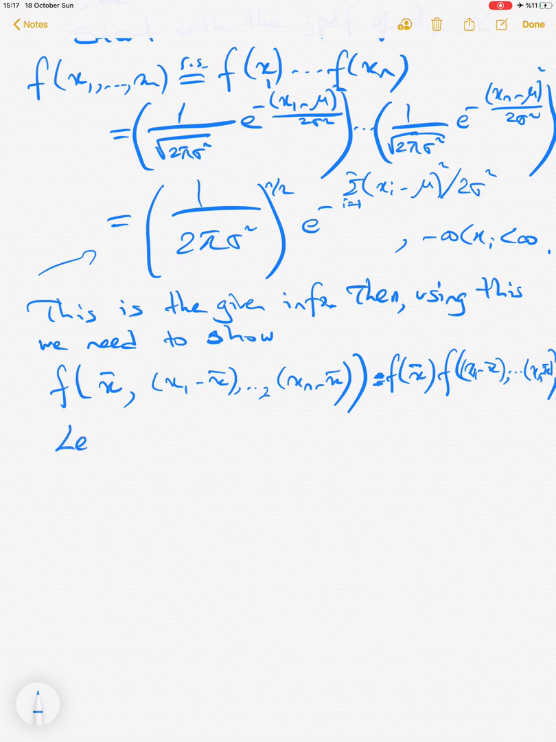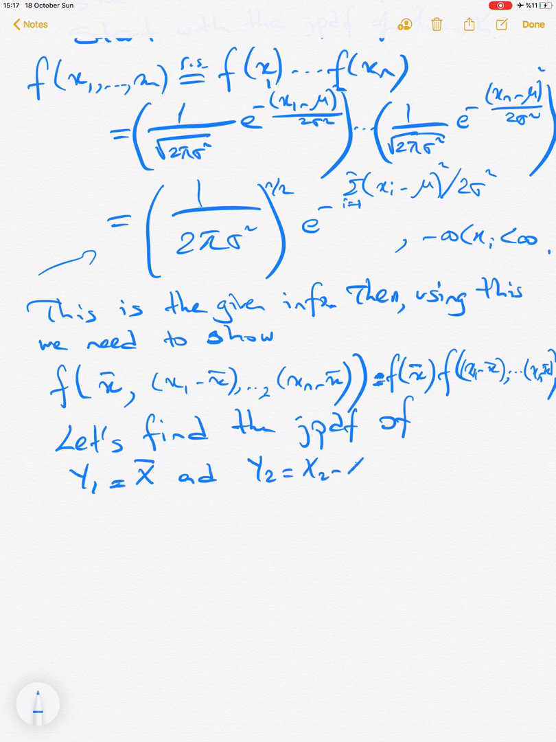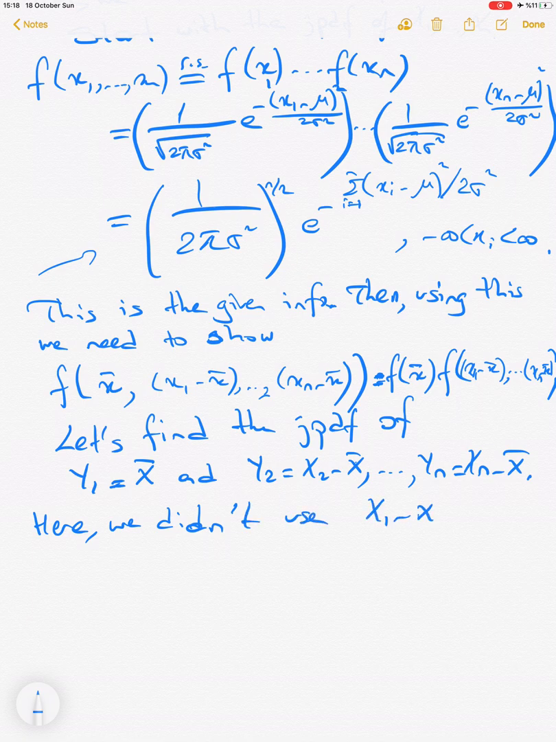So now let's first find the joint PDF of y1 equals x bar and the others. Okay, so I will use y2 equals x2 minus x bar and yn equals xn minus x bar. Okay, so here we skipped using, we didn't use the x1 minus x bar term because it's redundant information.